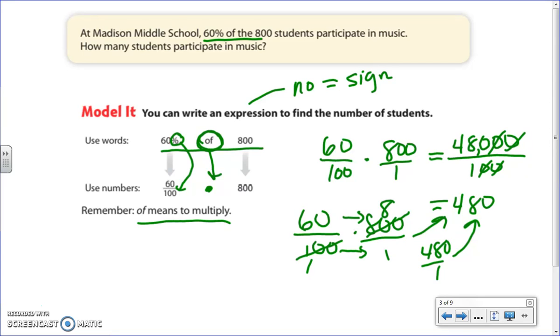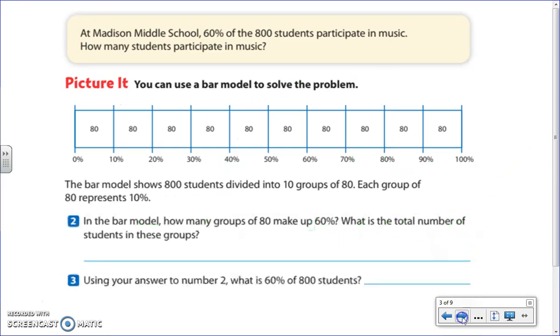Okay, so let's go through these little problems here. We solved this problem. Let's walk through it again with number 2 through whatever number we're going to go through. It says the bar model shows 800 students divided into 10 groups of 80. Each group of 80 represents 10%. Well, we've talked about this. In the bar model, how many groups of 80 make up 60%? What is the total number of students in these groups?